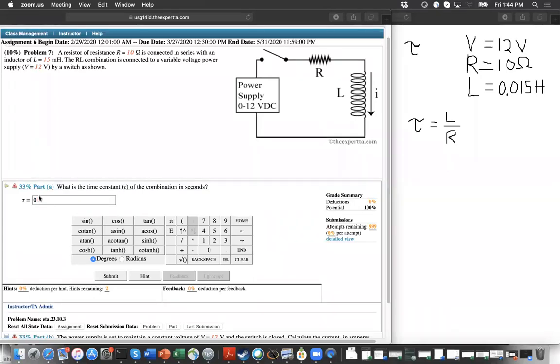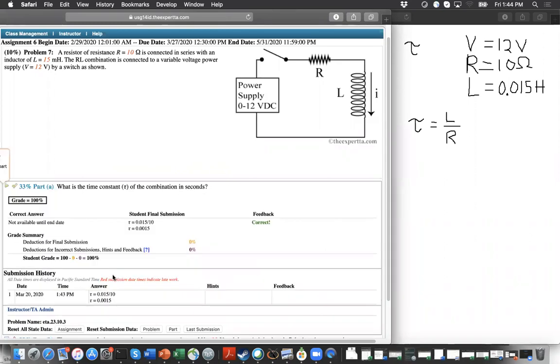So let's try that out. So we get the L is 0.015. We divide that by the resistance R, which is 10 in this case. It'll be different for your problem, and just submit that. And what do we get? We get that is correct.